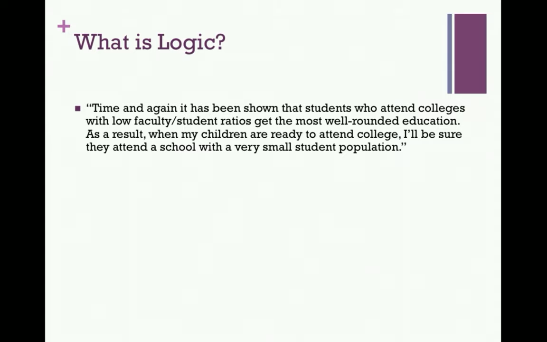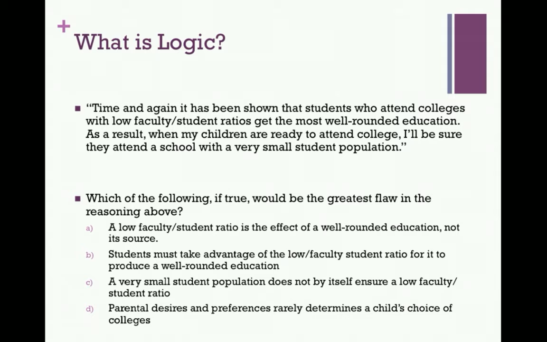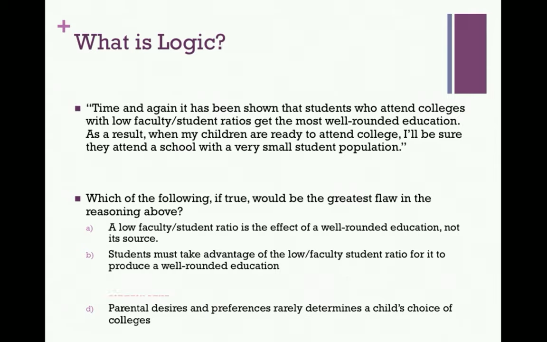Now, this argument has a mistake, and I want you to think about this and try to see if you can identify what the mistake is here. Which of the following, if true, would be the greatest flaw in the reasoning above? Pause the video lecture and see if you can figure this out. If you said C, then you were absolutely right.